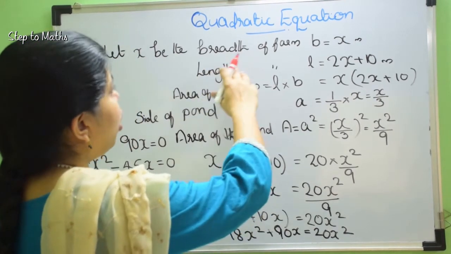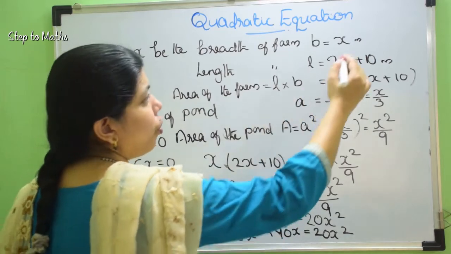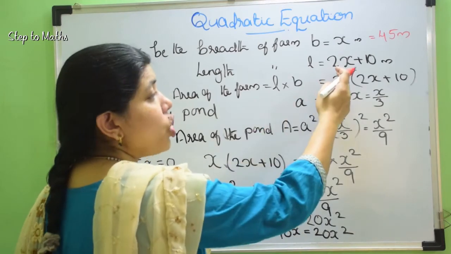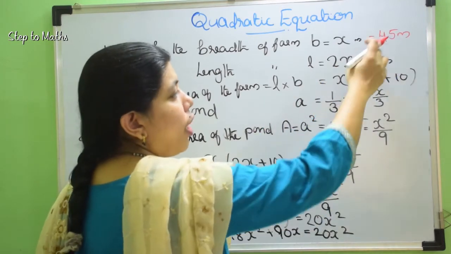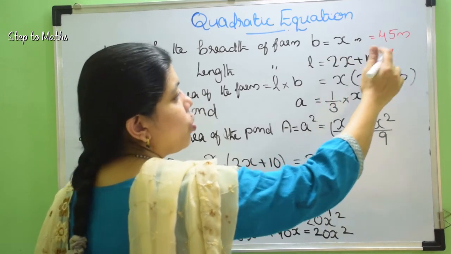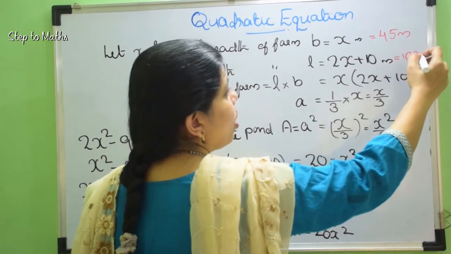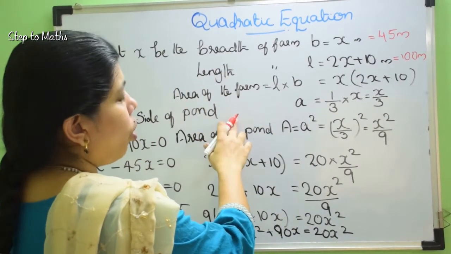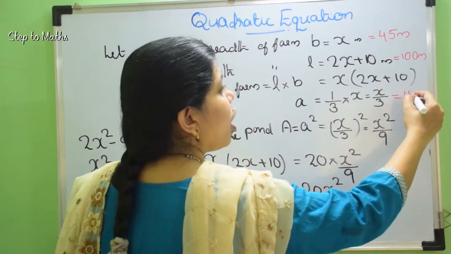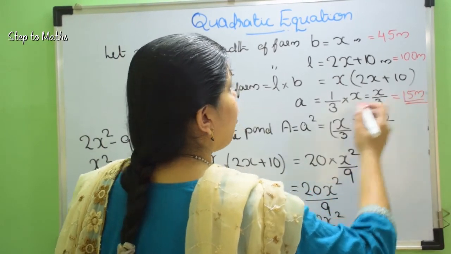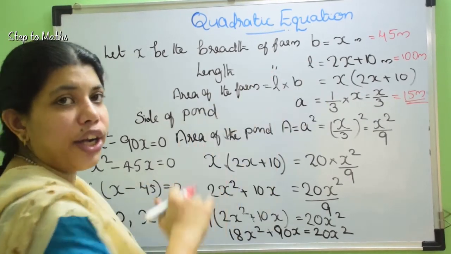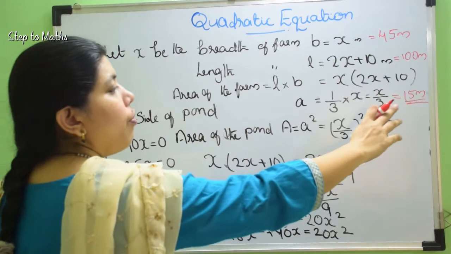So we can conclude that the breadth of the farm x is equal to 45 meter and length is 2x plus 10. Substitute the value of x in this term. 2 into 45, 90 plus 10 is equal to 100 meter, and side of the pond is x by 3. x is 45, 45 by 3 is 15 meter. Breadth of the farm is 45 meter and length L equal to 100 meter and side of the pond 15 meter.